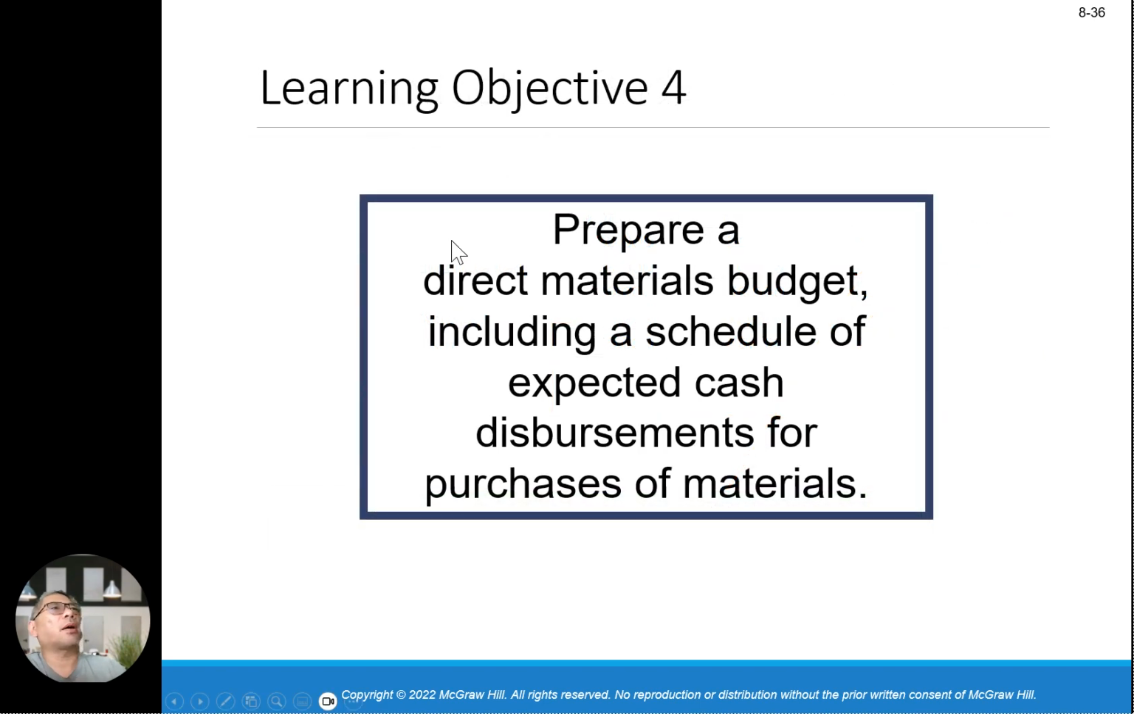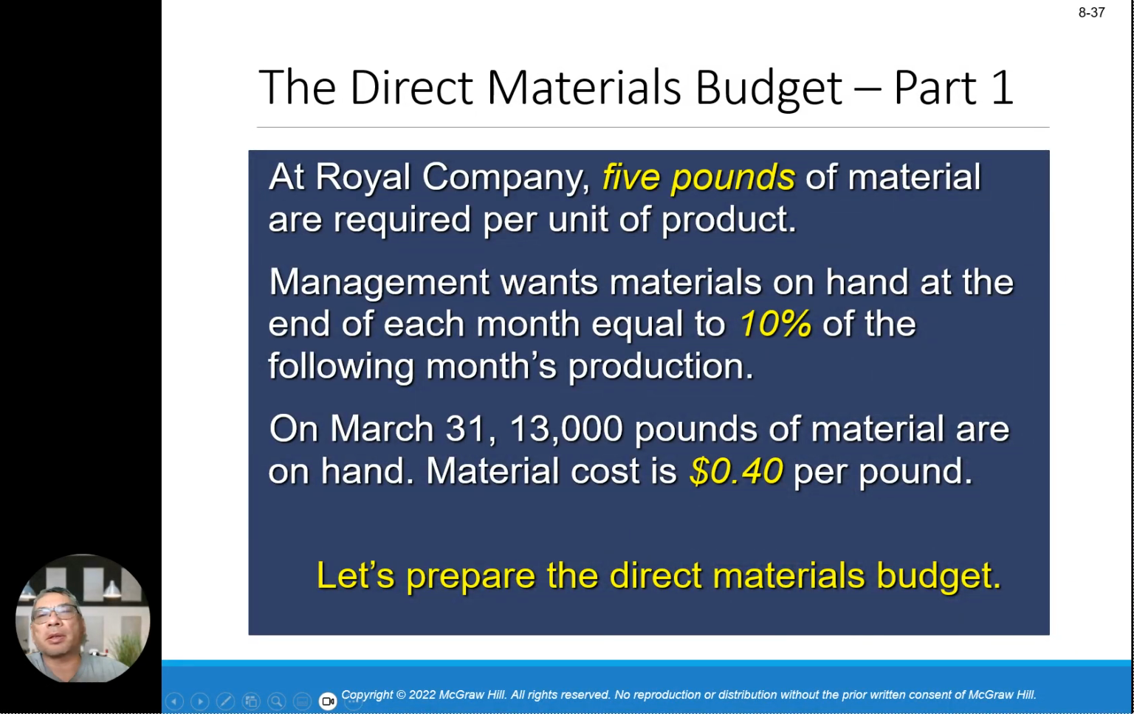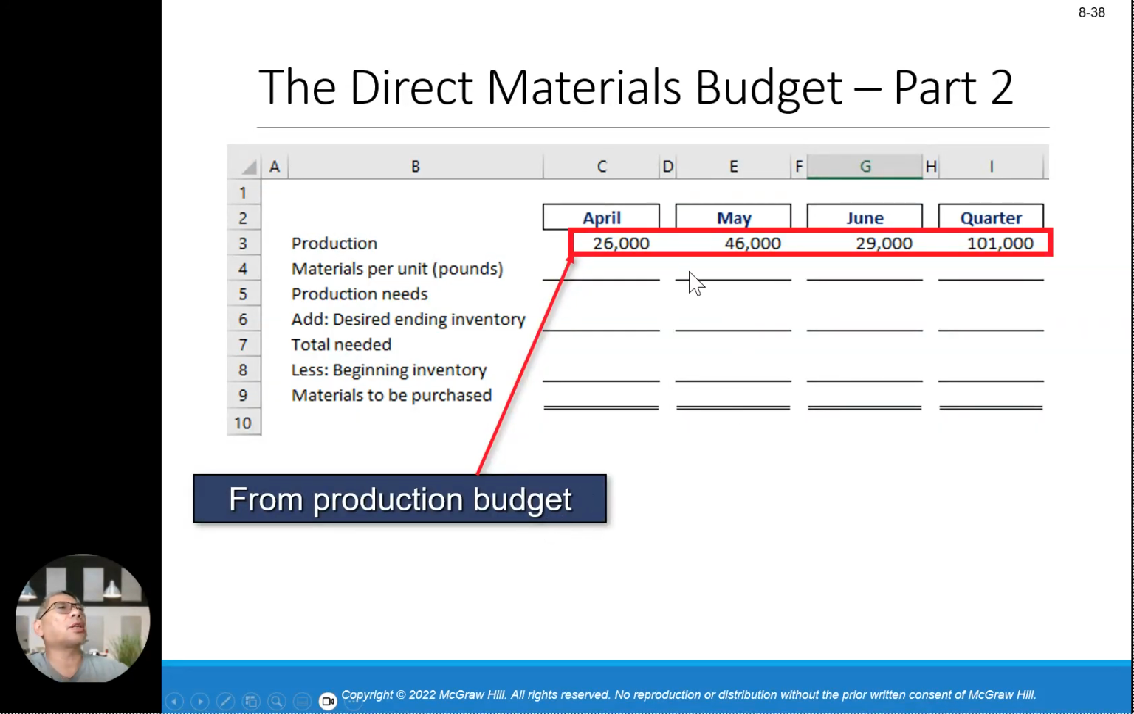All right, let's look at objective number 4. Prepare the material budget, including a schedule of expected cash disbursements for purchased materials. When you have an objective like this, for example, to prepare a budget: 5 pounds of material are required per unit for products. Management wants material on hand equal to 10% of the following production. So on March 31st, you got 13,000. Material cost is 40 cents. Let's prepare the direct material budget. Once you prepare it, you're going to get this logic. This is your first direct material budget.